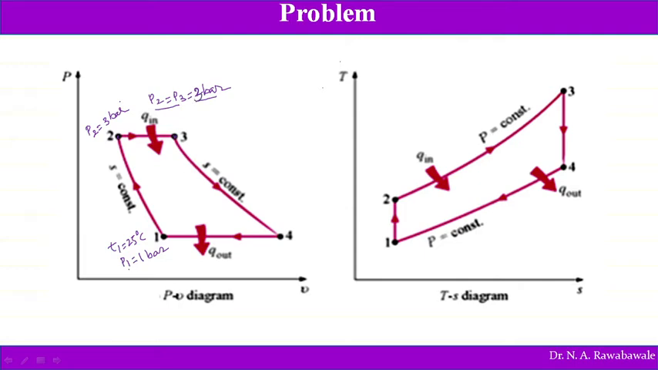And here the initial pressure is given as 1 bar. So pressure at P1 and pressure at point 4 are the same because it is a constant pressure process. So we can write here P1 is equal to P4 is equal to 1 bar.